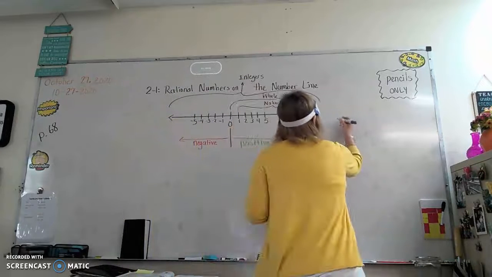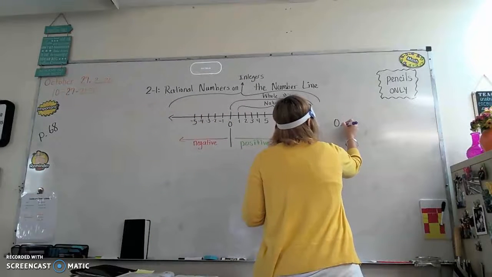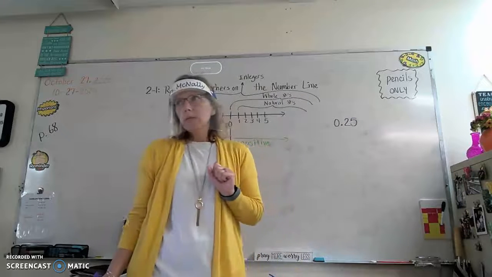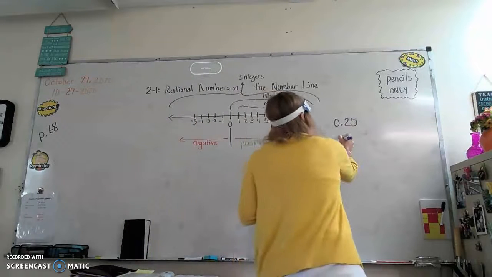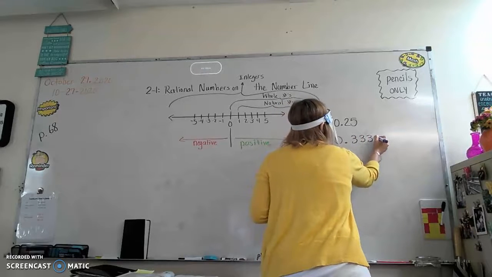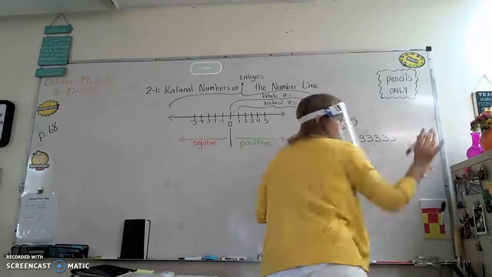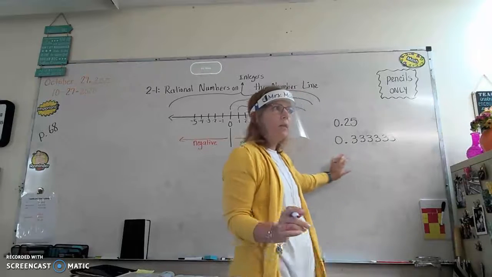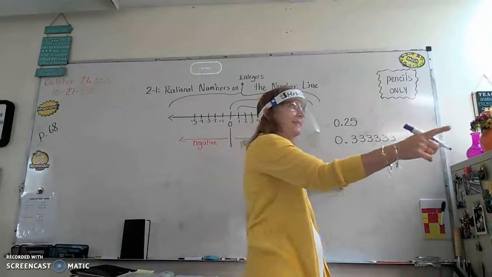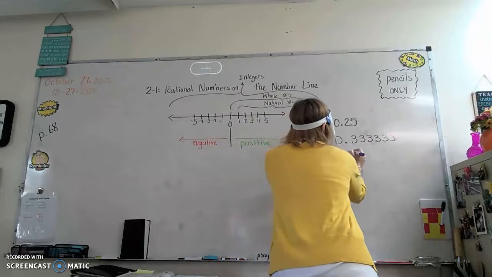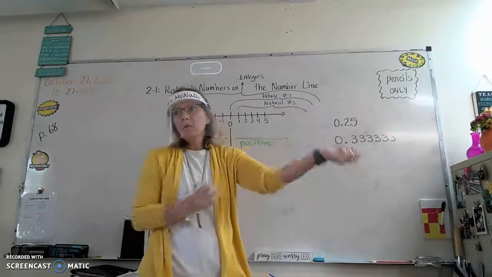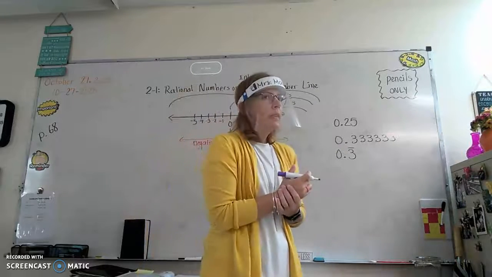But rational numbers would be like a decimal that's short, like that, 0.25. Or it could be a decimal that repeats 3 forever. Does anybody remember how to write that when a decimal repeats? Yes, very good. The line is a way to write it when it's repeating that number over and over. Okay?